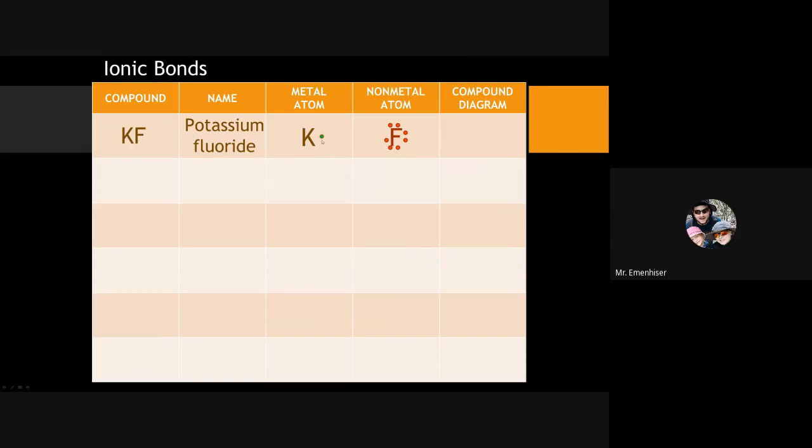Potassium's like, I got this 1 electron. I don't want it. I'd be so much happier if someone would just get rid of it. And then fluorine's like, really now? I'll take it. I have 7. I need 8. I'll take it.